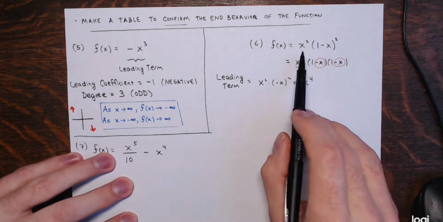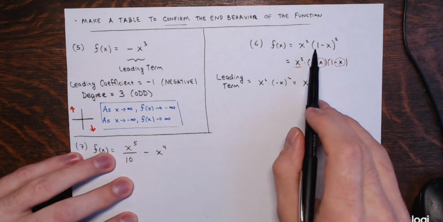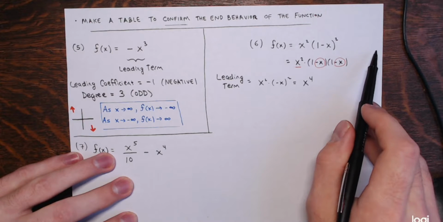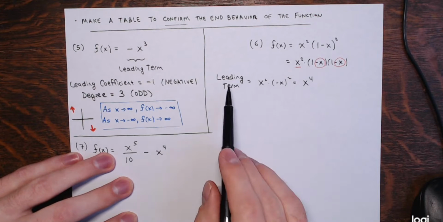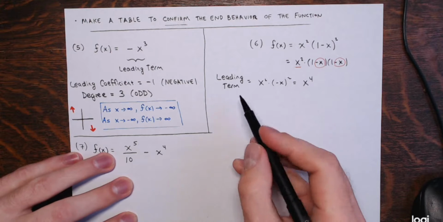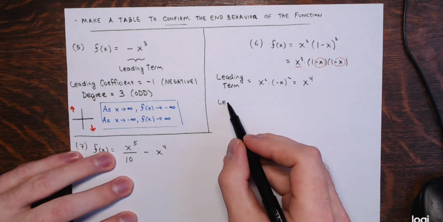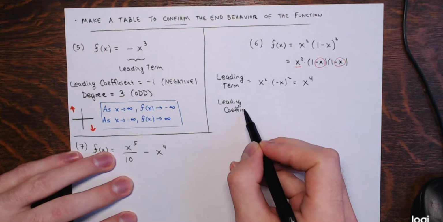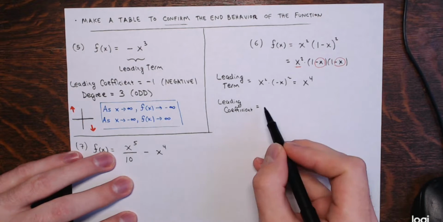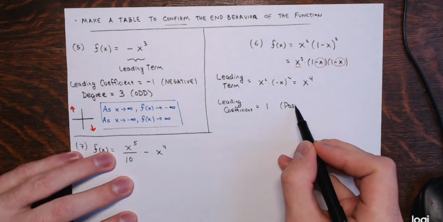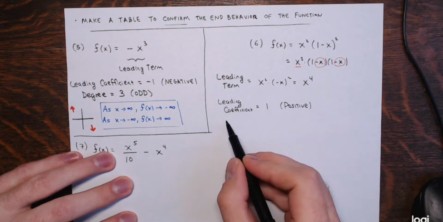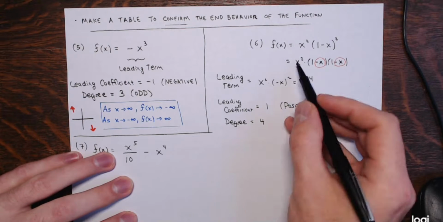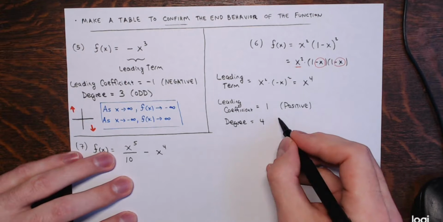Now again, that's not the only term in the whole polynomial. If you multiplied all this out, you'd have x to the fourth plus a bunch of stuff. But I'm not trying to do that here. I'm just trying to identify the leading term. And once I have the leading term, the leading coefficient's easy. The leading coefficient is positive 1, so it's a positive number. And the degree is 4. This is a degree 4 polynomial function, which is even.